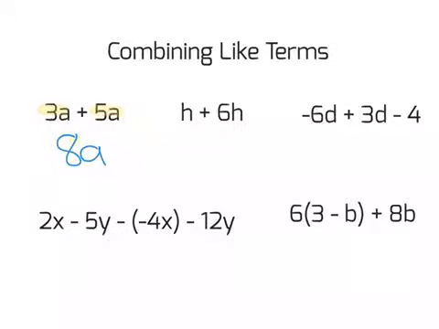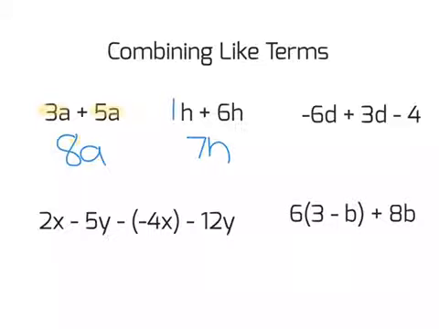The second one is just a little tricky because people kind of forget that h. Now, if you were to put a number in front of it, which you never see, but if there was a number in front of it, it would look like 1h. So don't forget that if you see a variable alone, it's like having a 1 in front. So then if you add 1 plus 6, you get a total of 7h. And then you've combined those like terms.